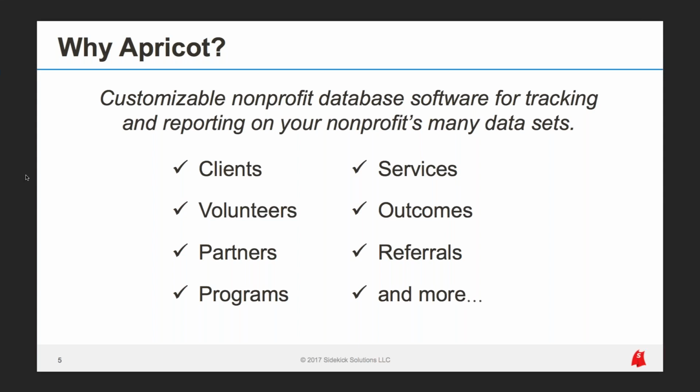Apricot software is a nonprofit database for tracking and reporting on all of your data sets. That might include clients, programs, services, outcomes, volunteers, you name it, Apricot can track it. At its core, Apricot is a highly configurable database platform. You can customize it to match your organization's specific workflow and reporting requirements, with the goal ultimately of saving you time on service delivery, data management, and reporting.